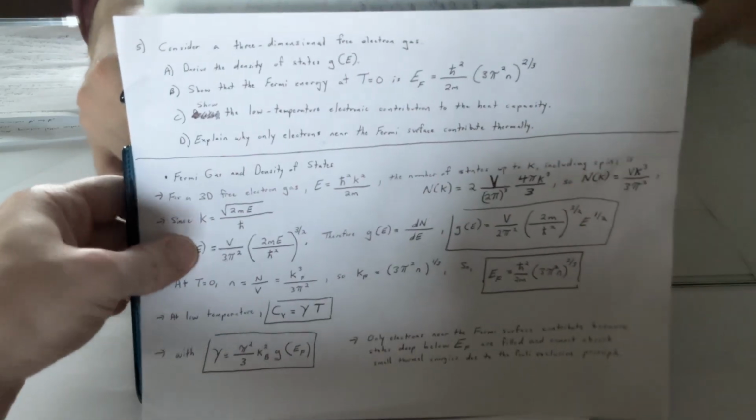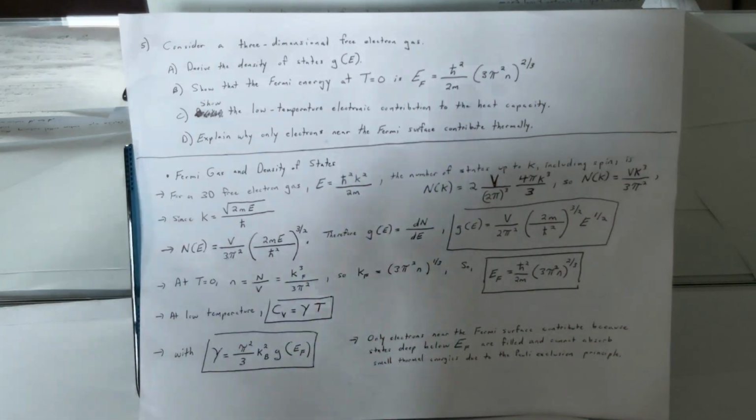Problem 5. Okay, consider a three-dimensional free electron gas. Derive the density of states g of E. Part B, show that the Fermi energy at T equals 0 is E sub F equals h bar squared over 2m times the quantity 3 pi squared n to the 2/3. Part C, show the low temperature electronic contribution to the heat capacity. And part D, explain why only electrons near the Fermi surface contribute thermally. Okay, so this is the Fermi gas and density of states problem.